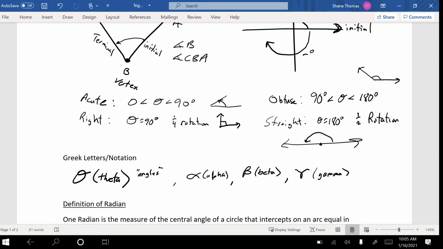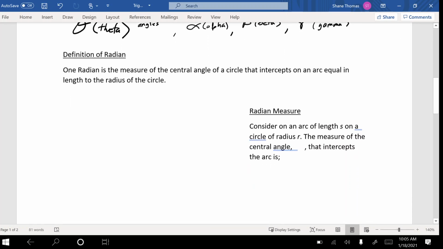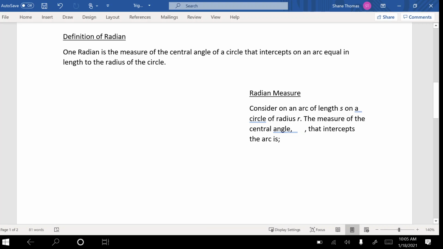All right. So as I said, everything you've done for angles is in degrees so far, correct? It's on a standard scale of 360 degrees is one revolution. Okay? Now, here's the next type that we're going to use a lot. It's called a radian. Okay, so by definition, one radian is the measure of the central angle of a circle that intercepts an arc equal in length to the radius of the circle.